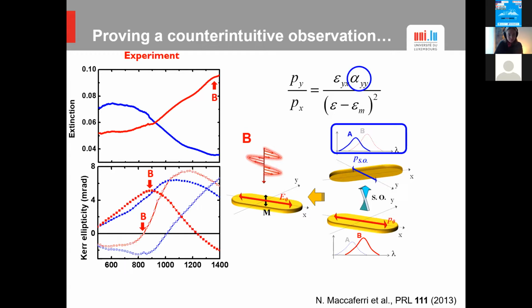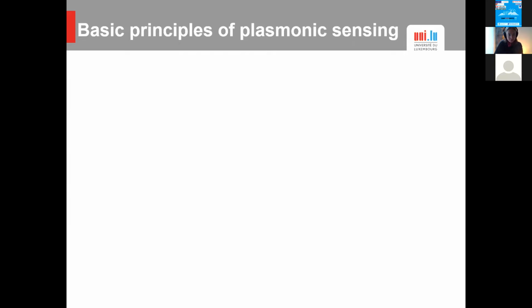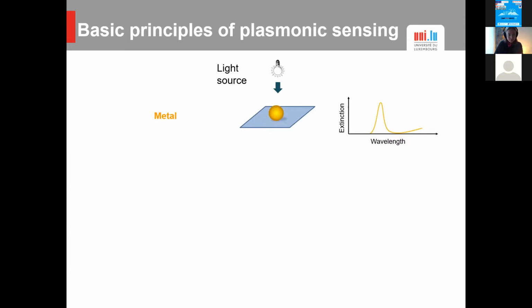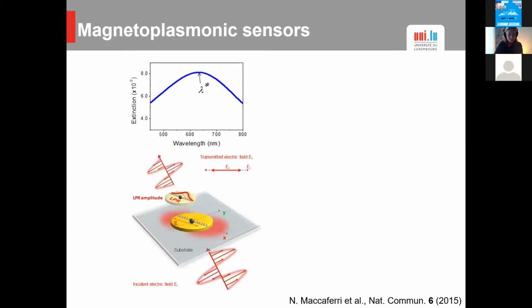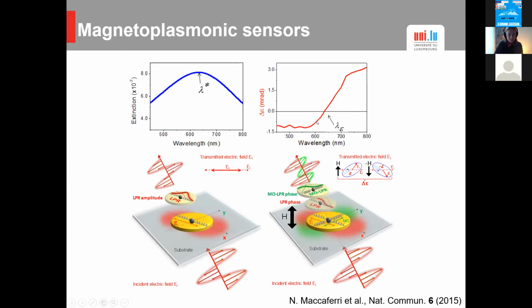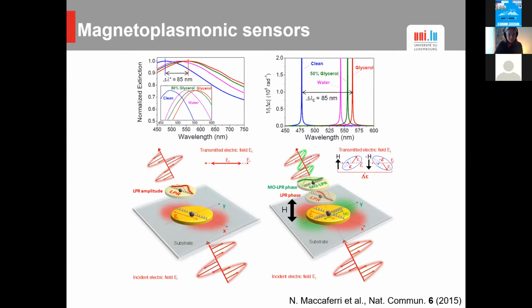Now, just very quickly, I want to give you an overview of how you can use these antennas for sensing applications. Sensing is quite simple as a concept. You consider your antenna, and if you put molecules on top, you have a shift of your extinction peak. And this is how plasmonic sensing works overall. So we consider our antennas, we focus on the extinction peak, but we also look at the magneto-optical response, in particular at the vanishing point of the ellipticity or the inverse of this quantity. And by changing the refractive index surrounding the particles, we can track both the shift in the extinction and also in the ellipticity vanishing point.